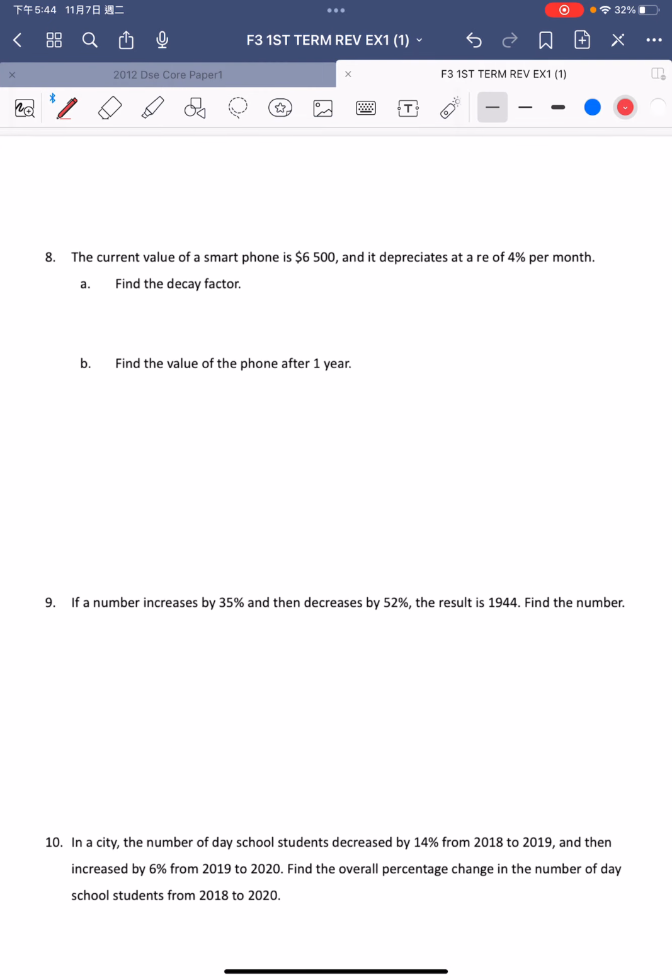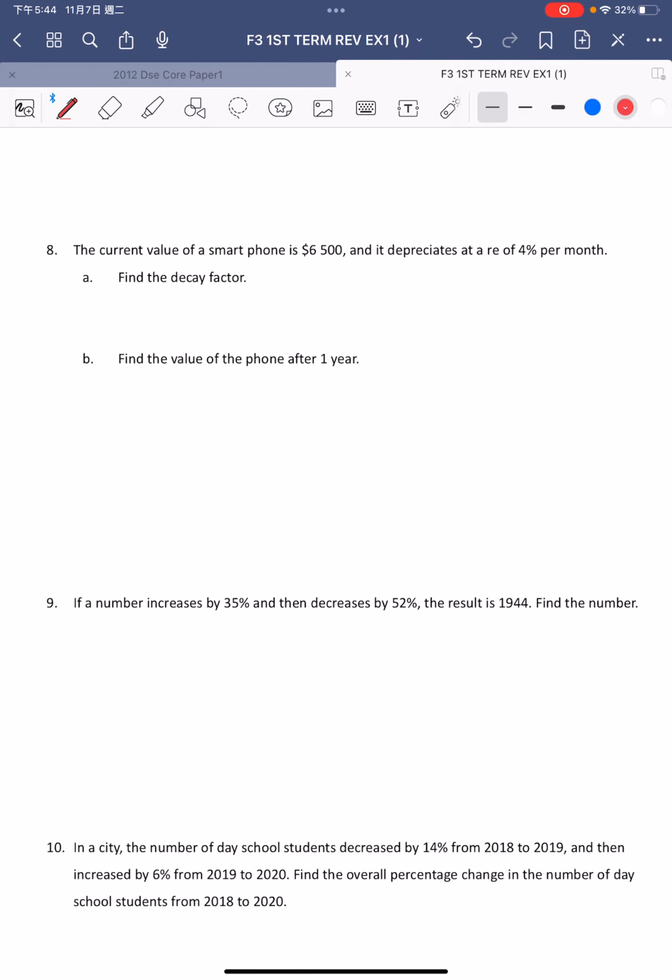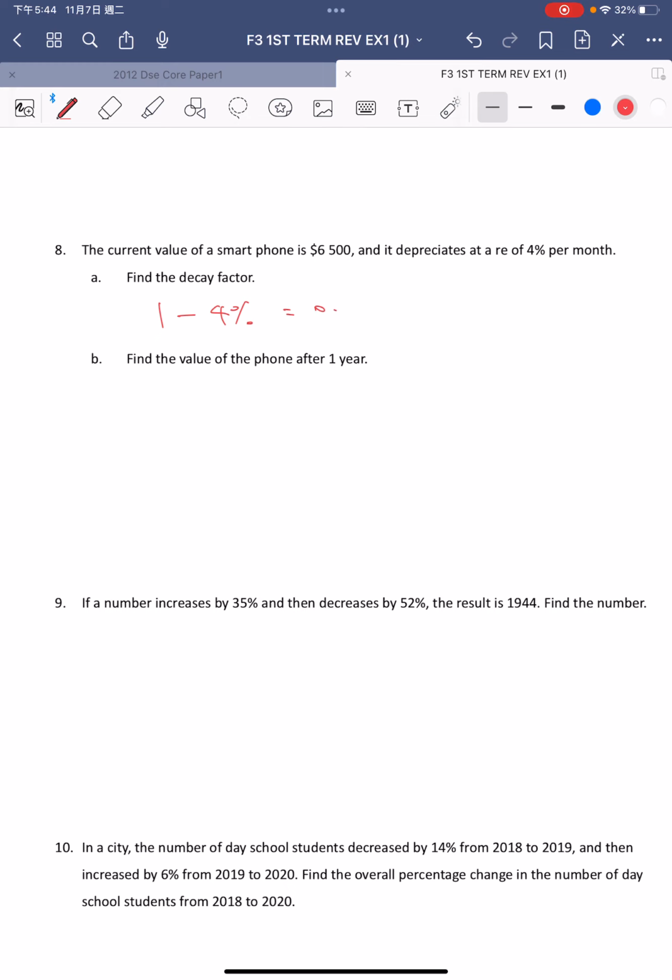Alright, so now we're going to do question 8. The current value of a smartphone is 6,500 and it depreciates at a rate of 4% per month. So we need to find out the decay factor. The decay factor is actually just 1 minus the rate. So 1 minus 4%. And if you calculate that, it gives you 0.96.